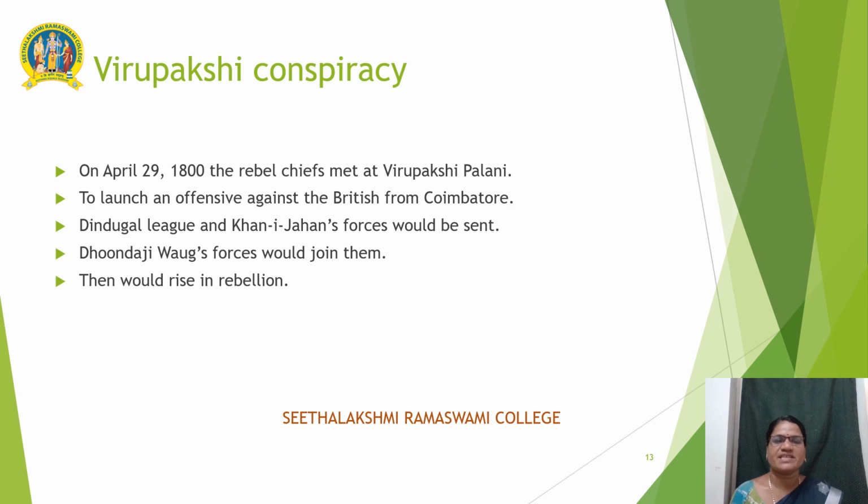Virupakshi conspiracy. On April 29, 1800, the rebel chiefs met at Virupakshi near Palani to launch an offensive against the British from Coimbatore. Forces would be sent under Gopala Nayak and Khan-i-Jahan. Dhoondiah Wagh's forces would join them, and then they would rise in rebellion.